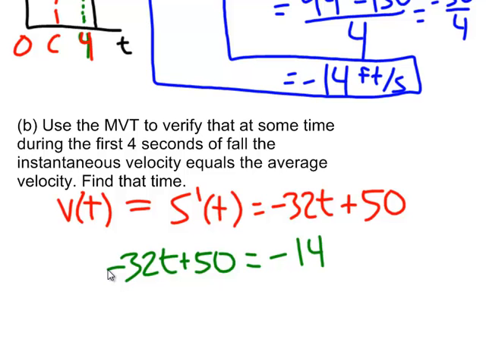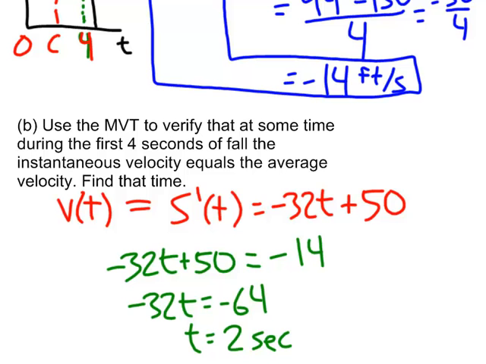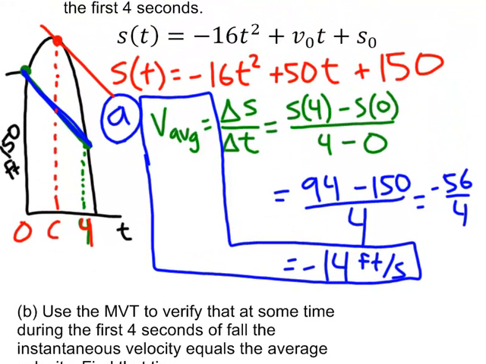Let's subtract the 50. That's going to be negative 64. And very conveniently, it works out that t equals 2, which in this case is in seconds, so 2 seconds. Back on our picture, we have found that the point at which the tangent slope is equal to the secant slope turns out to be at 2 seconds.